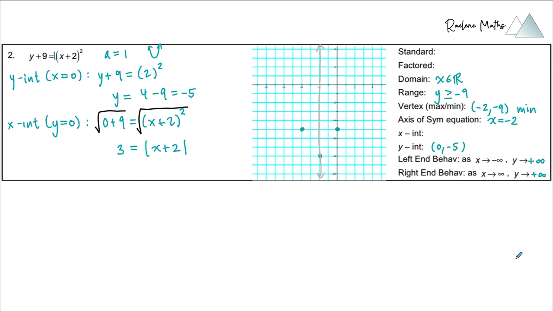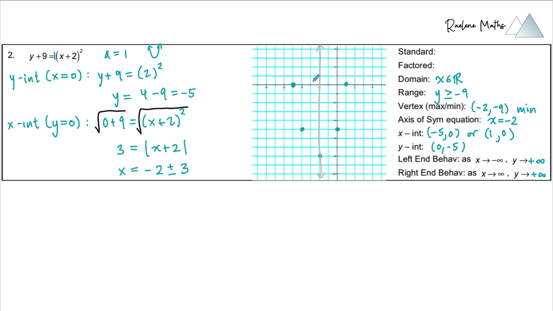Okay, so we end up, like I said, getting x is equal to negative 2 plus or minus 3, and so x is either equal to, I'm going to write it here, negative 2 minus 3, which is negative 5 when y is 0, or negative 2 plus 3, which is 1 when y is equal to 0. And so I'll plot those two x-intercepts, negative 5, 0, or 1, 0.